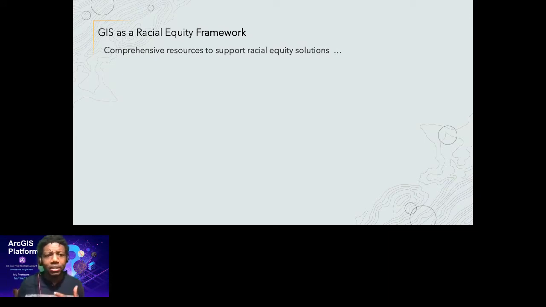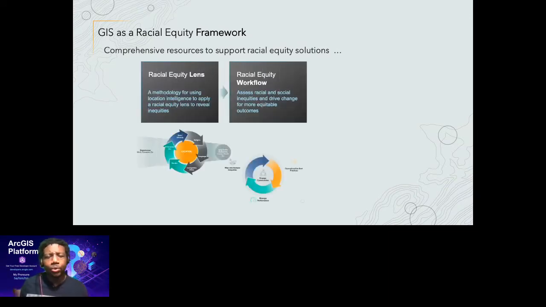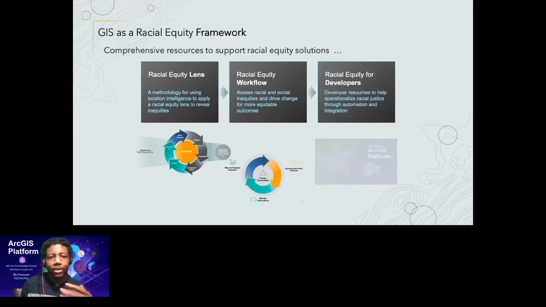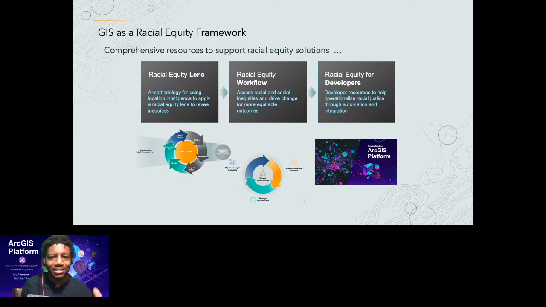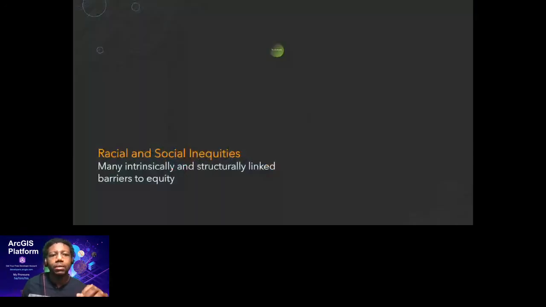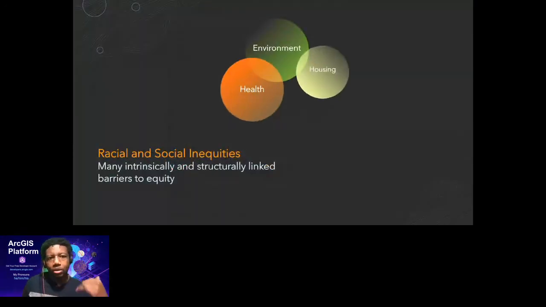That includes capabilities and guidance to enable organizations to apply an intersectional racial equity lens to assess their decisions and their practices, and resources to help developers embed equity directly into applications and into system integration workflows. So before I get into all that, I just want to talk about what's behind all of this.